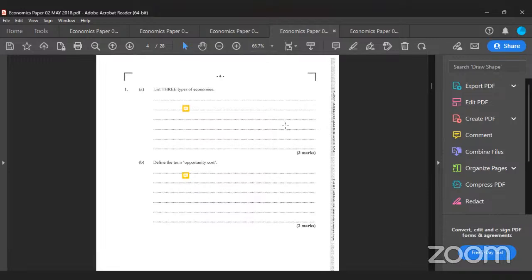They also asked us to define the term opportunity cost, right? And we know, as we said prior, and again, as you guys realize, this is the same questions that keep coming back again and again. We understand that opportunity cost is the next best alternative foregone when an economic decision is made. That is what opportunity cost is, right?